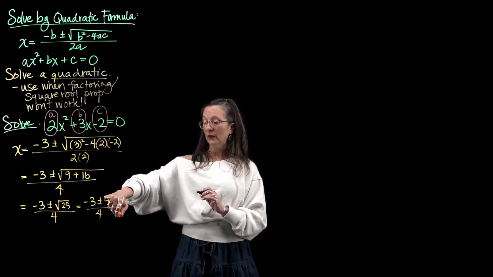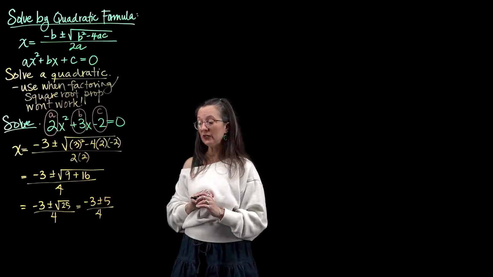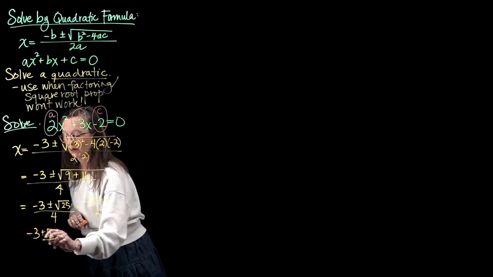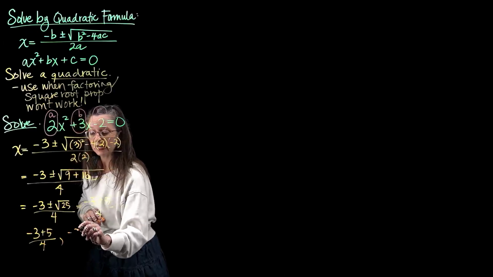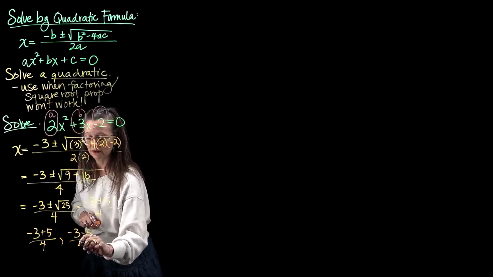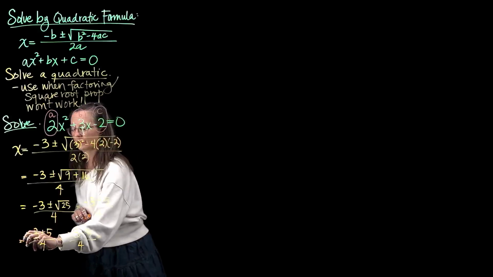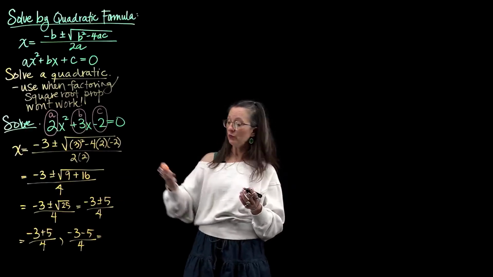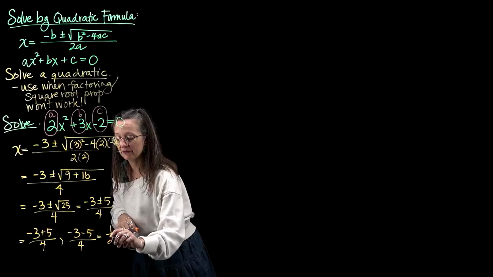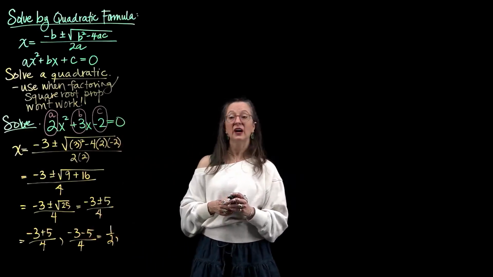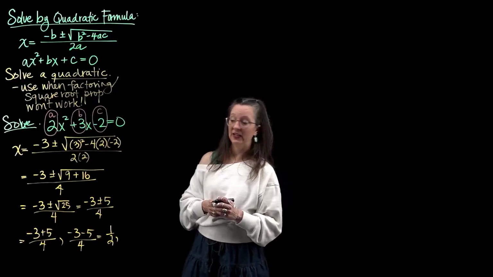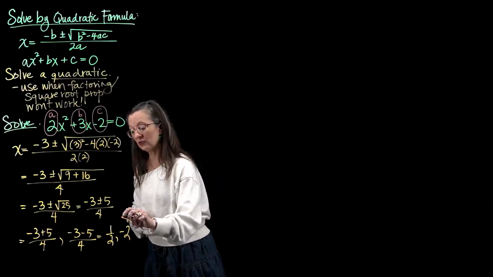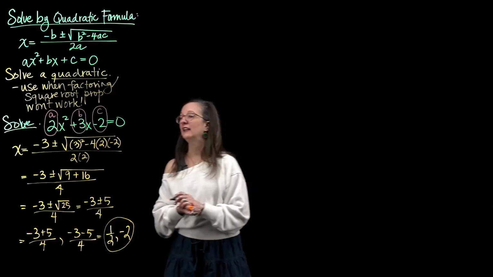All right. We have this plus or minus here. That means two different answers. So one of them is going to be negative 3 plus 5 over 4. The other one is negative 3 minus 5 over 4. All right, so negative 3 plus 5 is 2. 2 over 4 is 1/2. Negative 3 minus 5 is negative 8. Negative 8 over 4 is negative 2. So we have two answers, 1/2 and negative 2.